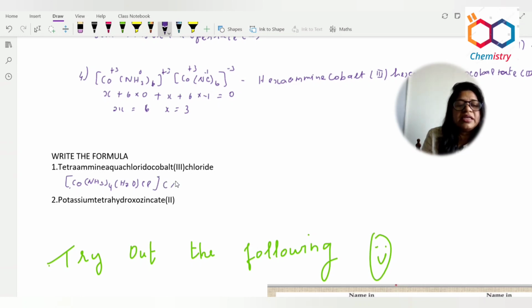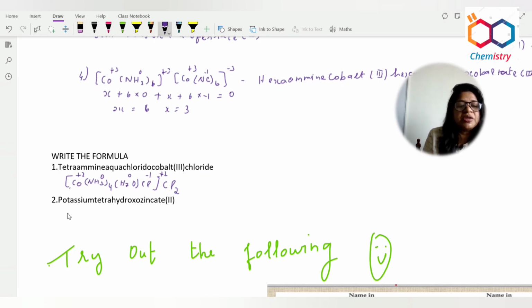And then chloride, Cl. Now how many chlorides will come? We will decide based on the oxidation state. Here +3 they have given, so we will put here +3. NH3 is 0, H2O is 0, Cl is -1. So +3 -1 is +2. Here if it is +2, there will be Cl2.